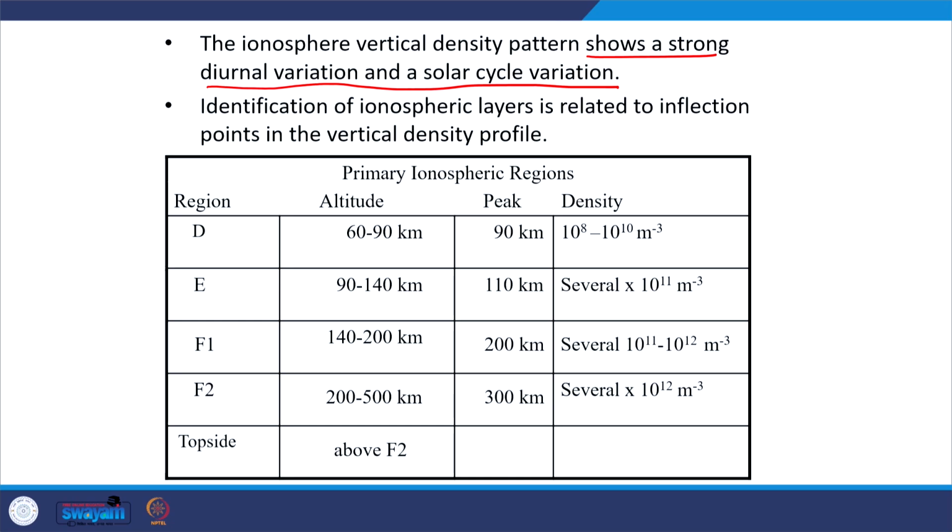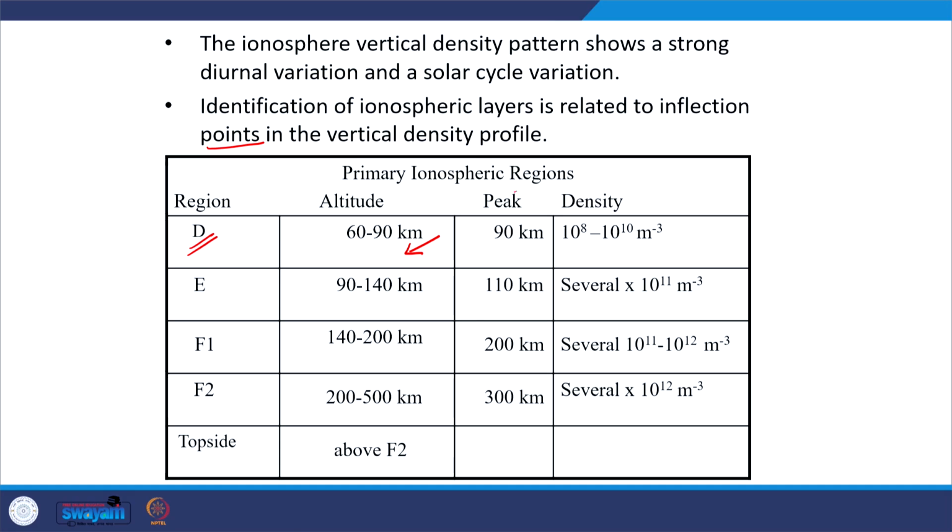So, identification of ionospheric layers is related to the inflection points in the vertical density profile. The inflection points are those points where the slope is suddenly changing its direction. Okay. So, depending on those inflection points, we define the D layer or D region, which is from 60 to 90 kilometers. These are the numbers that you should always remember. Whenever I mention D region, you should always think of processes happening between 60 to 90 kilometers. That is it. Everything between these two heights is called D region.